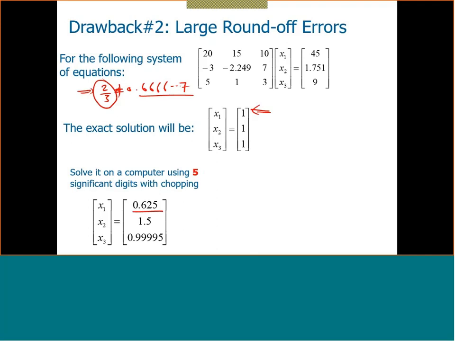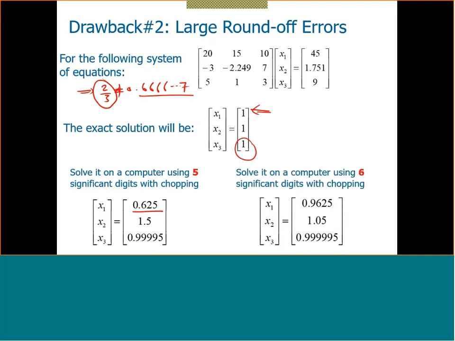If I go by 6 significant digits, I get much better results, but still, I am off by some good error here. Sometimes 1.05 is really a huge error. It depends on my application. So this is another issue with using Gauss elimination.